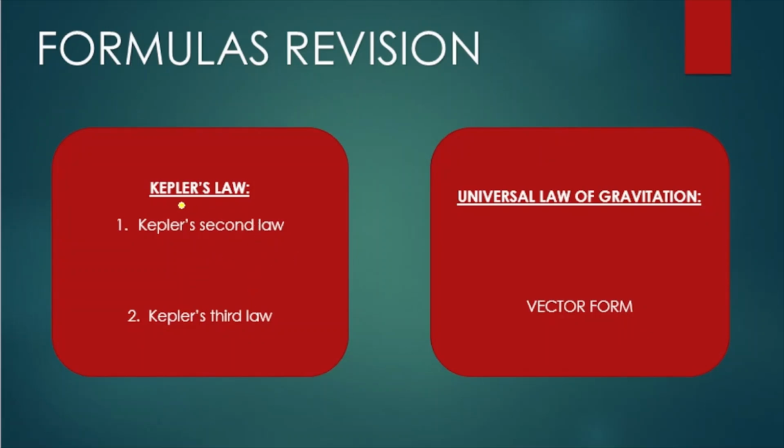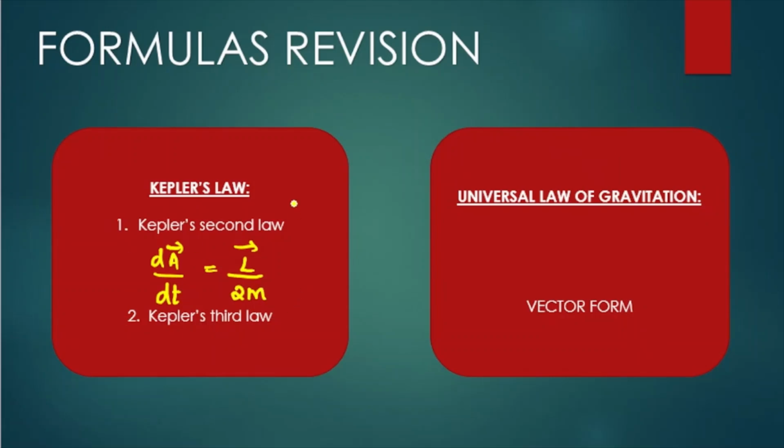So Kepler's second law. What is Kepler's second law? dA by dt is equal to L vector by 2m. Already we have derived this in our previous session. So if you want the derivation, go to the previous session, watch it and come back here. So dA by dt is equal to L by 2m.